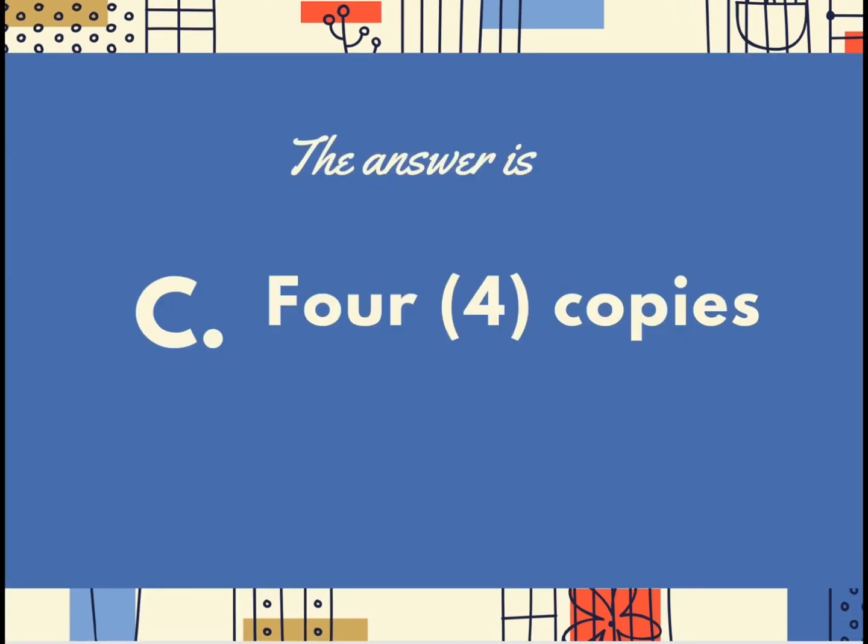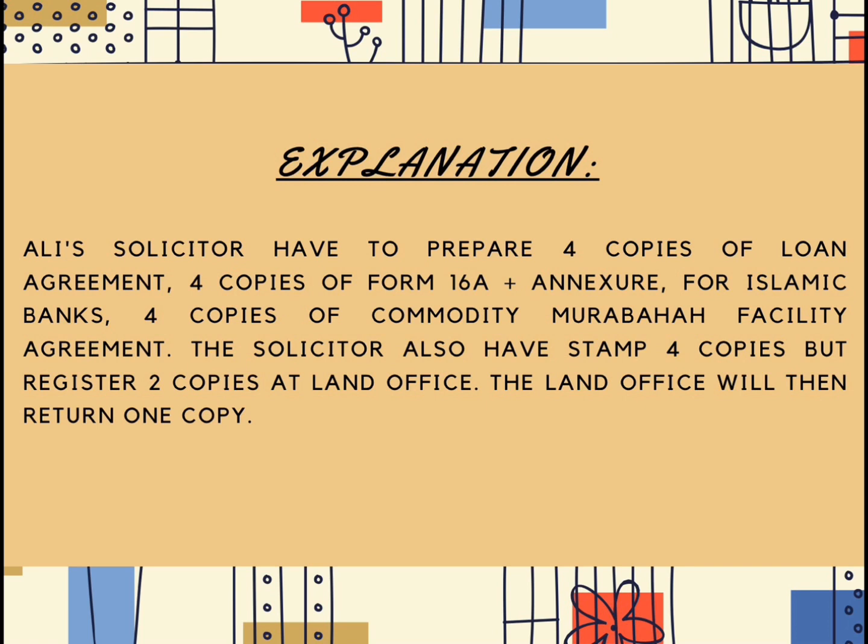The answer is C, 4 copies. Ali's solicitor has to prepare 4 copies of the loan agreement, 4 copies of Form 19A plus annexure, and for the Islamic bank, 4 copies of the commodity murabaha facility agreement. The solicitor also has to stamp 4 copies, but only register 2 copies at the land office. The land office will then return 1 copy.